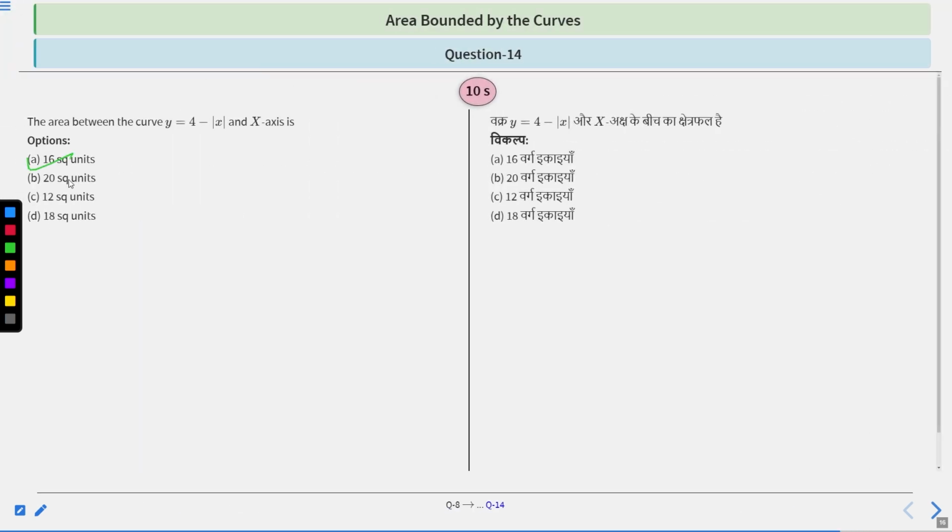So in this way, we have tried to explain different types of questions based on the area bounded by curves. Hope you understood the concepts of how to apply the analytical method, the geometrical method, or when we usually integrate, right? When you practice a lot of questions, you will easily understand how to apply the concepts, right? Hope you liked the lecture.